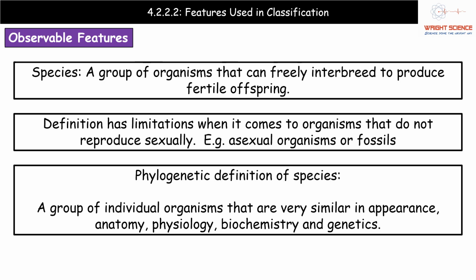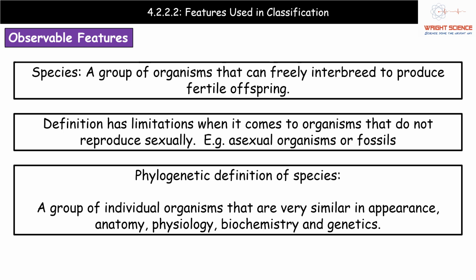First thing then is we need to understand the definition for the term species. Now this is something you should have done at GCSE, and when we talk about a species we're referring to a group of organisms that can freely interbreed to produce fertile offspring. So realistically we've got two parts to this definition. The first bit is obviously identifying the fact we've got a group of organisms that are able to interbreed with one another, and the second bit is they're producing fertile offspring.